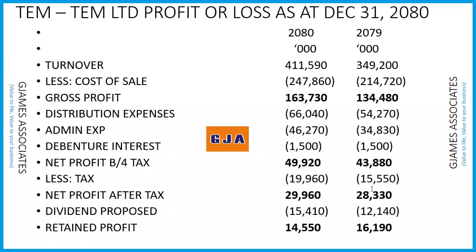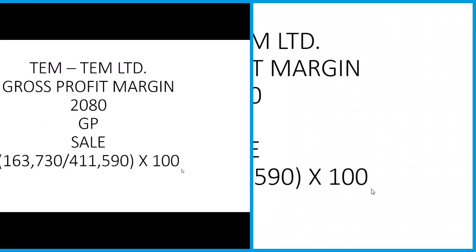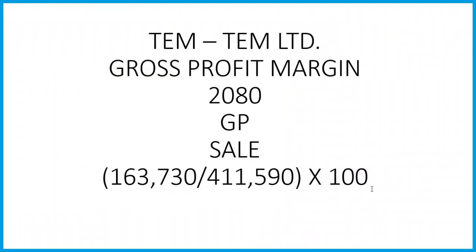That's for year 2080. You can try it for year 2079. So this is how to go about our gross profit margin. Now net profit margin. For our net profit margin, okay, this is the slide again. Our net profit margin, please.